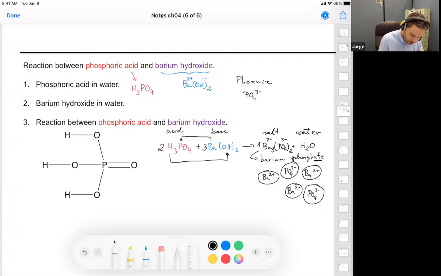And here is going to be a number 1. And what is left to be balanced out is the water molecule. So let me give a little more space here.